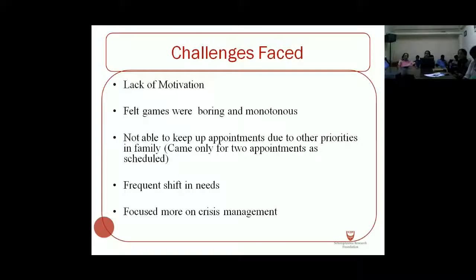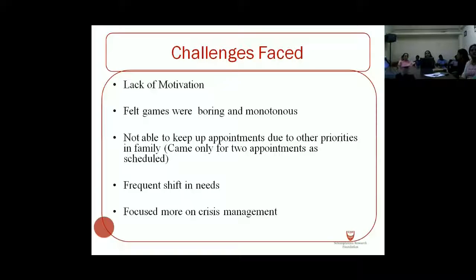After these two sessions, the client did not come for any other scheduled appointments. When he was called over the phone about the missed appointments, he reported that he had other priorities in the family and hence could not make it. But he never missed his medical review.